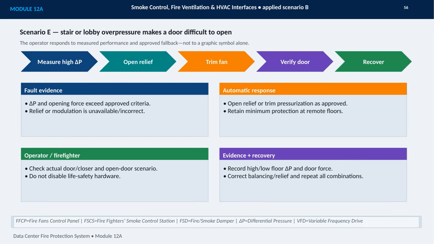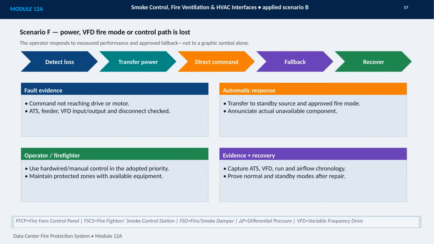Record differential pressure and door force at both high and low floors. Finally, correct the balancing or relief problem and repeat all relevant operating combinations, so the result is demonstrated rather than assumed. This scenario addresses a critical failure condition: power, the VFD fire mode, or the control path is lost.